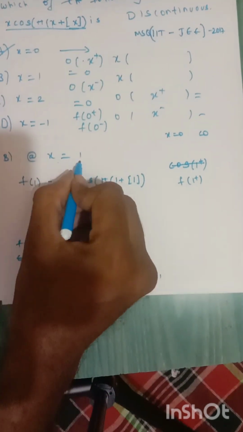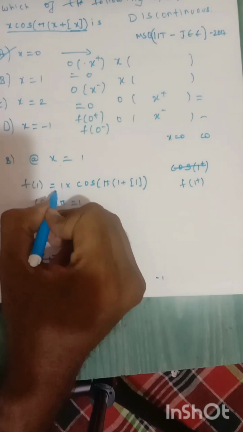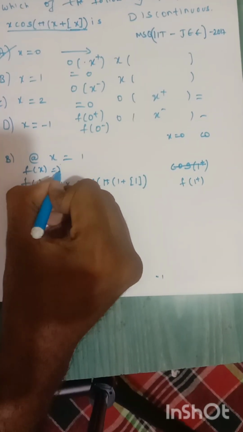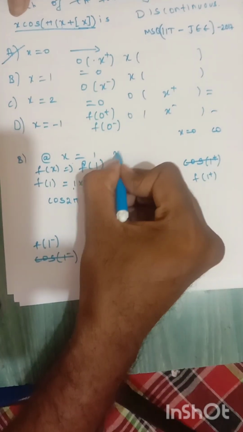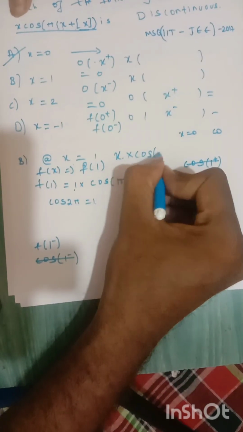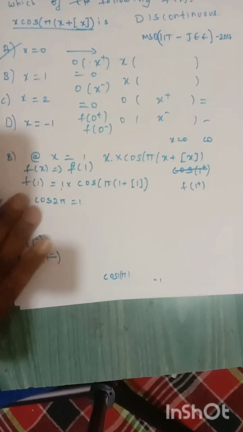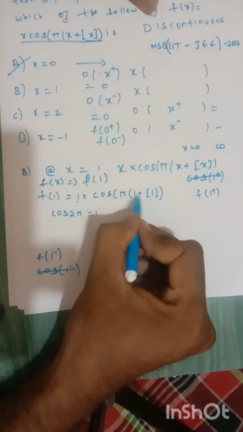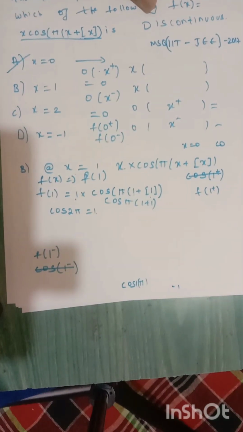So if we take x = 1 and put this value in f(x), f(1) will be 1 into cos(π(1 + [1])). Like I have just said, the greatest integer function of 1 is 1 only, so we take 1, and 1 plus 1 gives cos 2π. Cos 2π is equal to 1, so that is f(1).